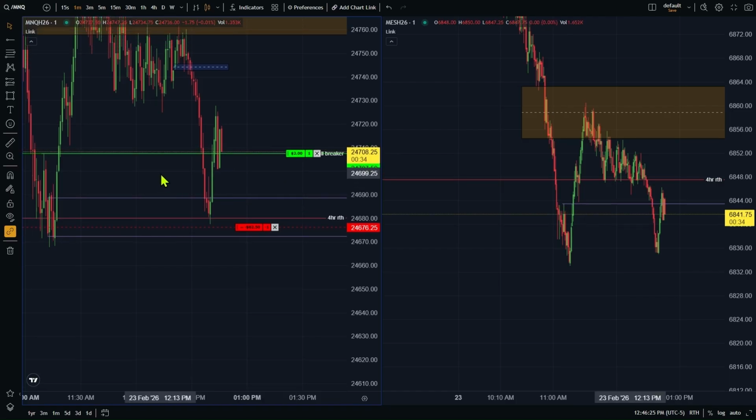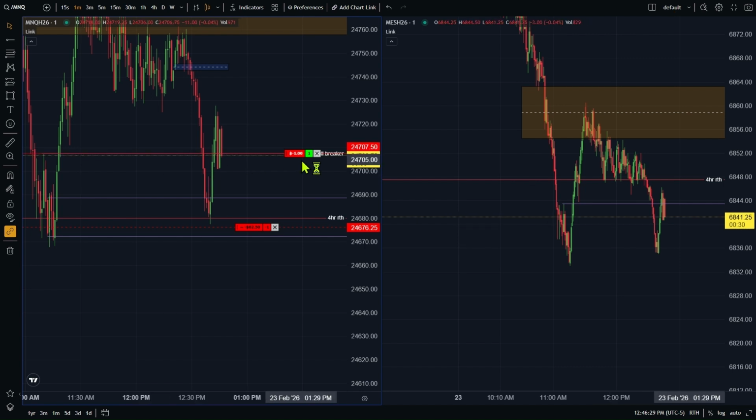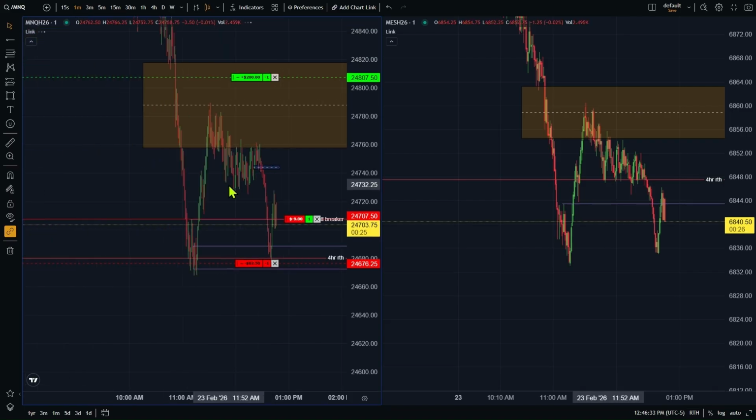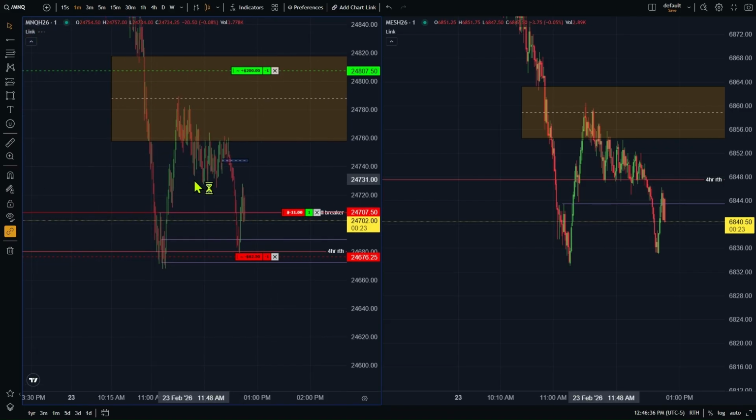Whether we go up from here, it's a crapshoot. Every trade has an element of uncertainty, so you don't ever want to bet the farm on any single trade because you could lose it. 100%, you could lose it.